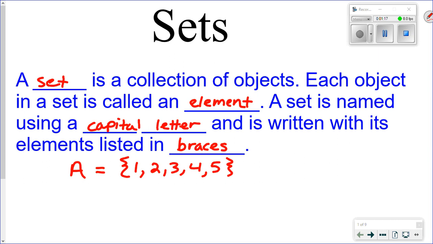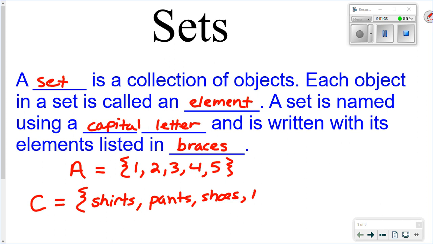Now let me give you an example where the elements are not numbers. I'm going to call this set set C. And I'm going to let the elements be shirts, pants, shoes, belts, sweaters. So set C could represent the items in your closet, let's say.